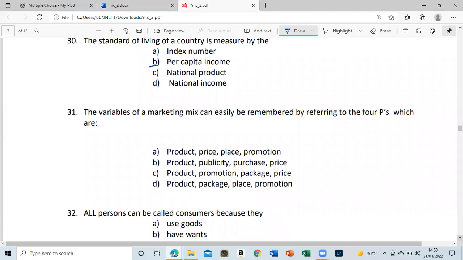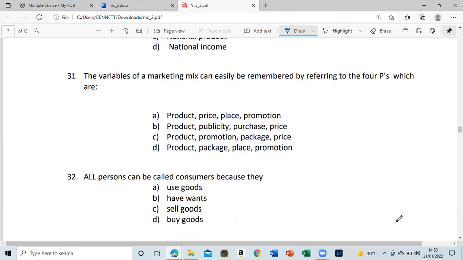The variables of marketing mix may be easily remembered by referring to the 4 P's, which are: is it product, price, place, promotion? Is it product, publicity, purchase, price? Product, promotion, package, price? Is it product, package, place, promotion? And 31 would be A, product, price, place, and promotion. Look at them very carefully.